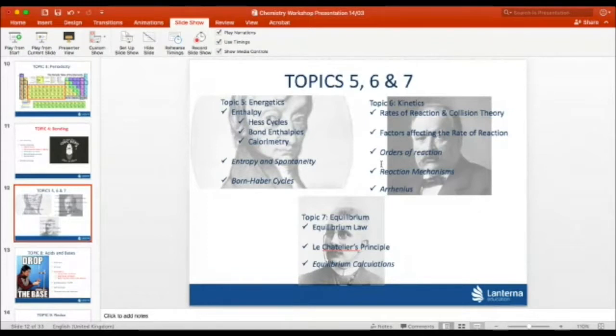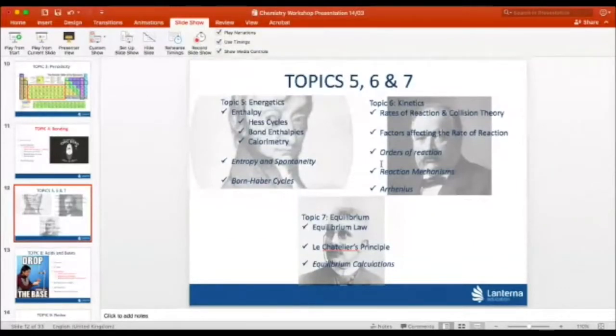Entropy is quite straightforward. You just have to always remember the definition. So remember, entropy is a measure of disorder. So basically, the more positive an entropy is, the more disorder is present. And spontaneity just basically links together entropy and enthalpy. There, the only thing you really need to learn is your Gibbs free energy equation. So delta G equals delta H minus T delta S.